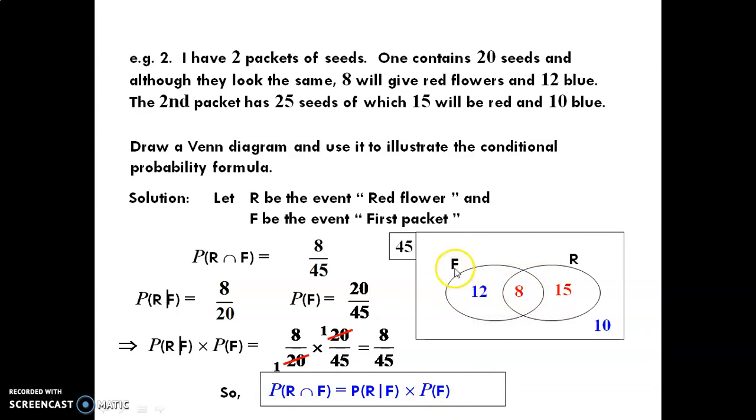So it is represented in the Venn diagram. You can see that F is the set of the first packet and R is the set of the event of red flowers. There are 15 and 8 from the first packet, 8 plus 15, and 12 and 10 from the whole set, that is 45. All this is represented in the form of a Venn diagram.